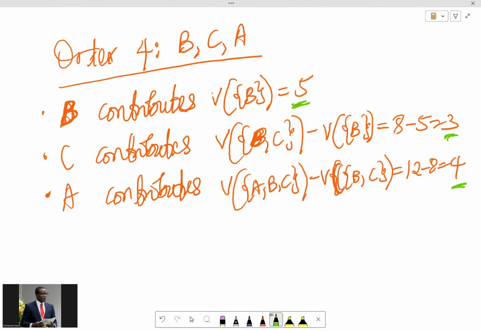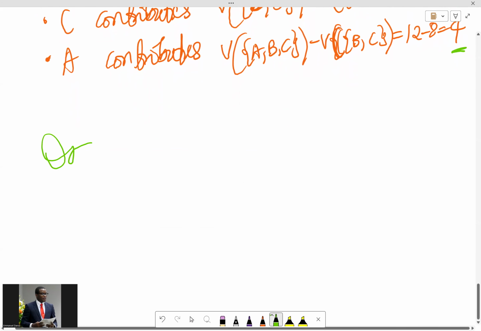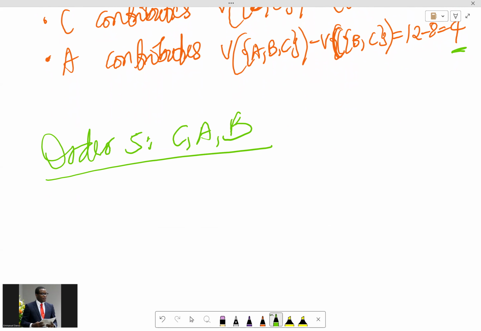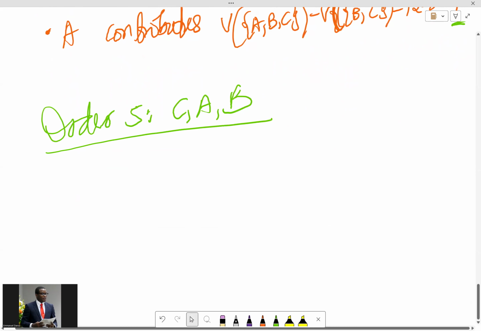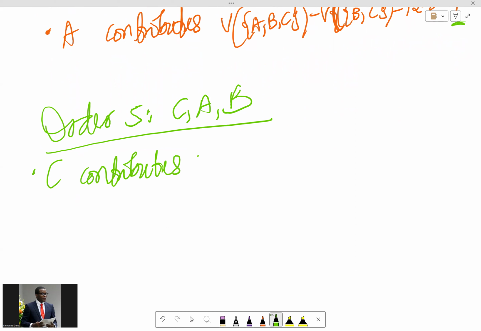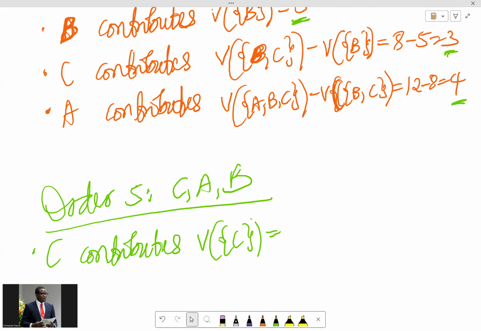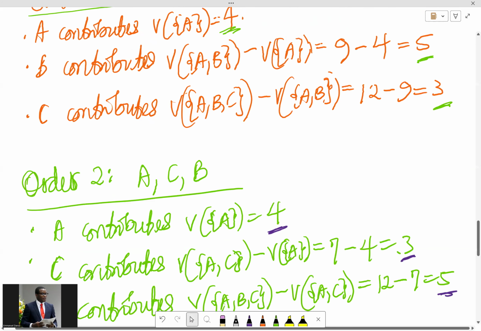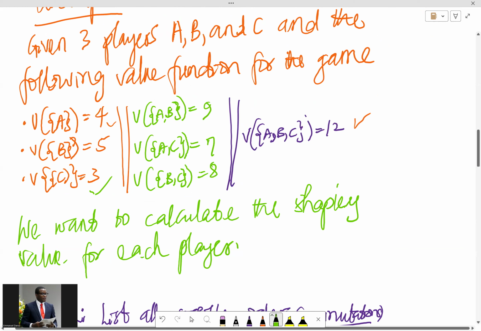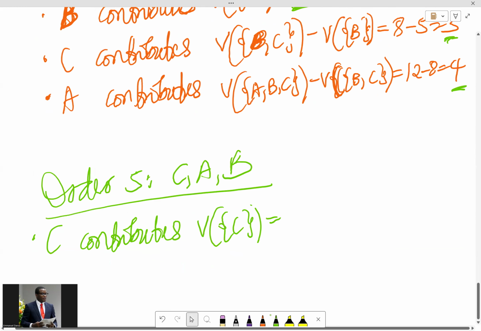So next we go for order 5. So for order 5 now, that is C, A, B. So C starts the idea, A joins, and then B joins. So for order 5, we see that C contributes the value of only C. And the value of only C, I think, is 3. So that's 3.